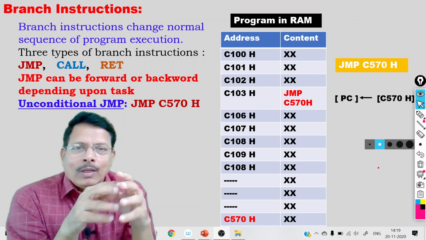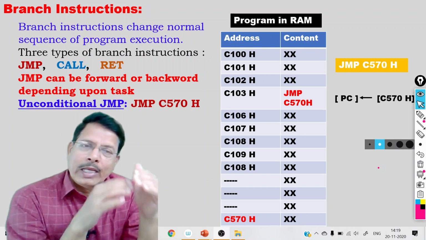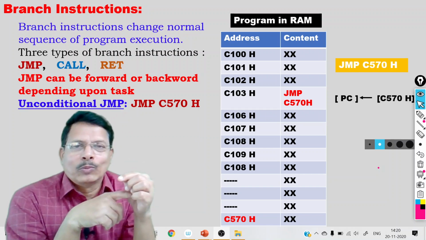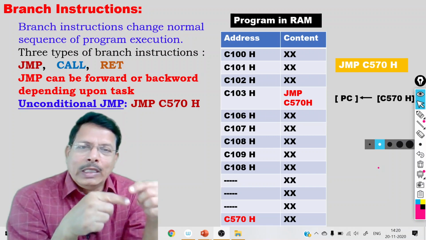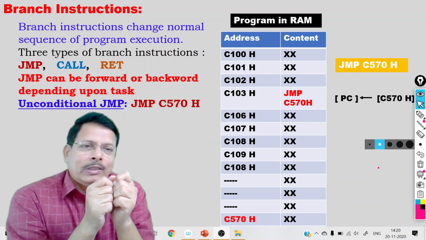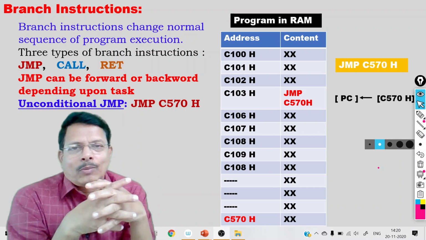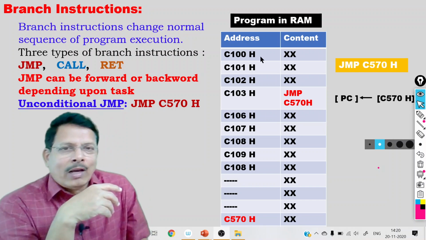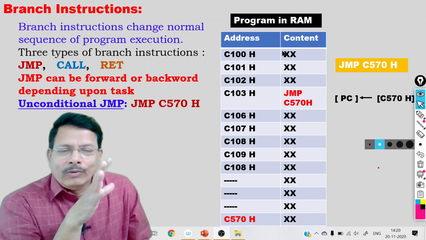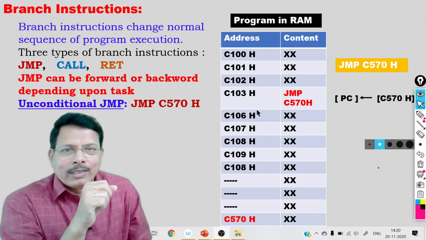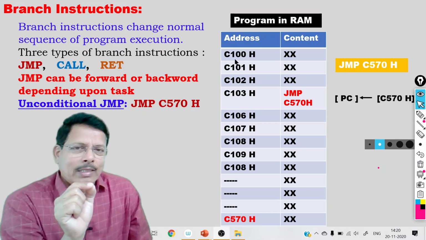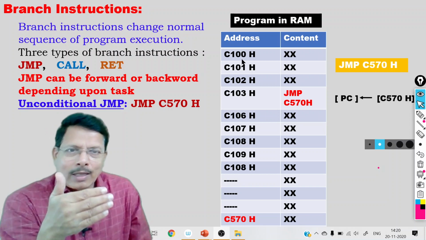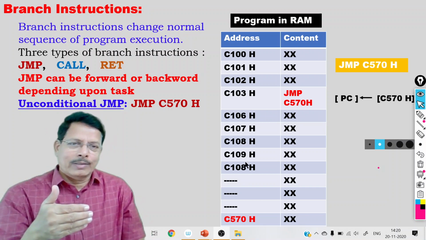We have studied how microprocessor executes the program, and it is the program counter that helps the microprocessor to execute the given program. Actually, program counter holds the address of the next instruction to be executed. For example, on this slide we have a sample program. We are not exactly interested in what instructions are there, but suppose that the program begins at C100. The first instruction is at C100, and then there are subsequent instructions like this.